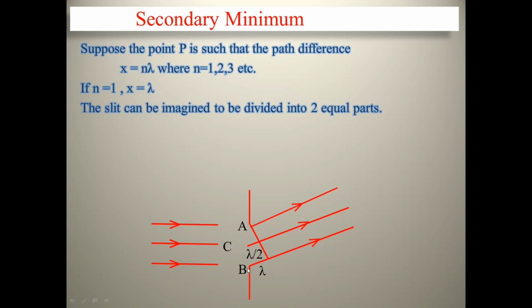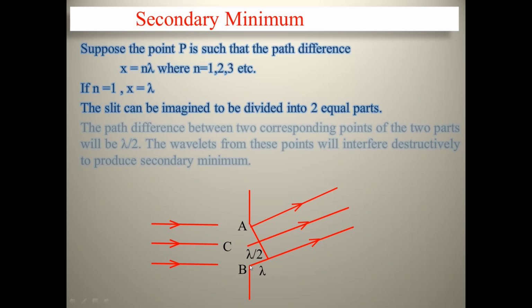The path difference between A and B is lambda. So the path difference between A and C is lambda by 2. So the points A and C are out of phase. So we can say the waves from the region AC will be out of phase with the waves from the region BC. Since the waves are out of phase, they cancel each other, or they destructively interfere with each other, and the resultant intensity at the point will be 0, or that is the position of the first minimum.